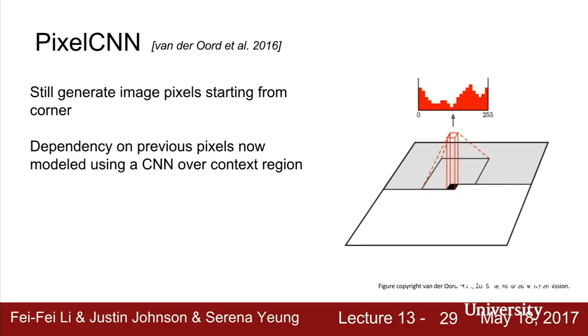A little bit later, after Pixel RNN, another model called Pixel CNN was introduced. This has a very similar setup as Pixel RNN. We're still going to do this image generation starting from a corner of the image and expanding outwards. But the difference now is that instead of using an RNN to model all of these dependencies, we're going to use a CNN instead. We're going to use a CNN over a context region that you can see here around the particular pixel that we're going to generate. So we take the pixels around it, this gray area within the region that's already been generated, and then we pass this through a CNN and use that to generate our next pixel value.